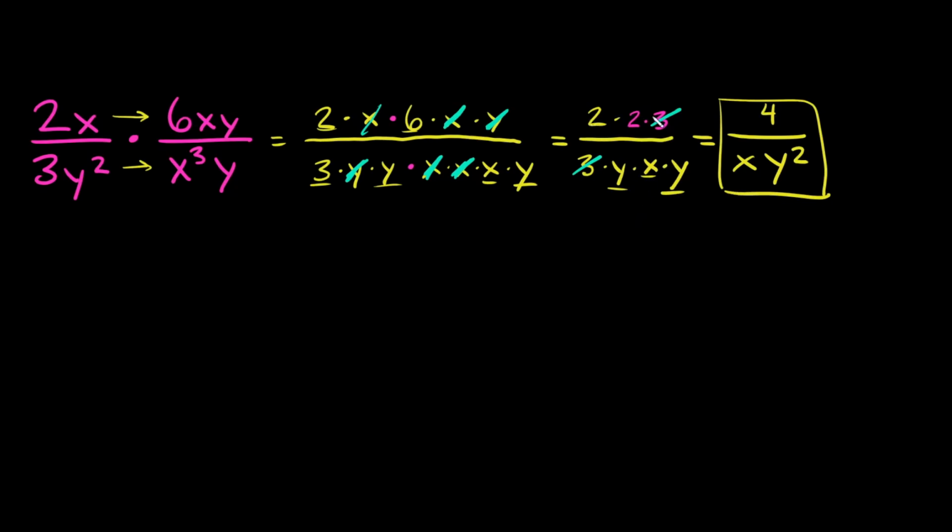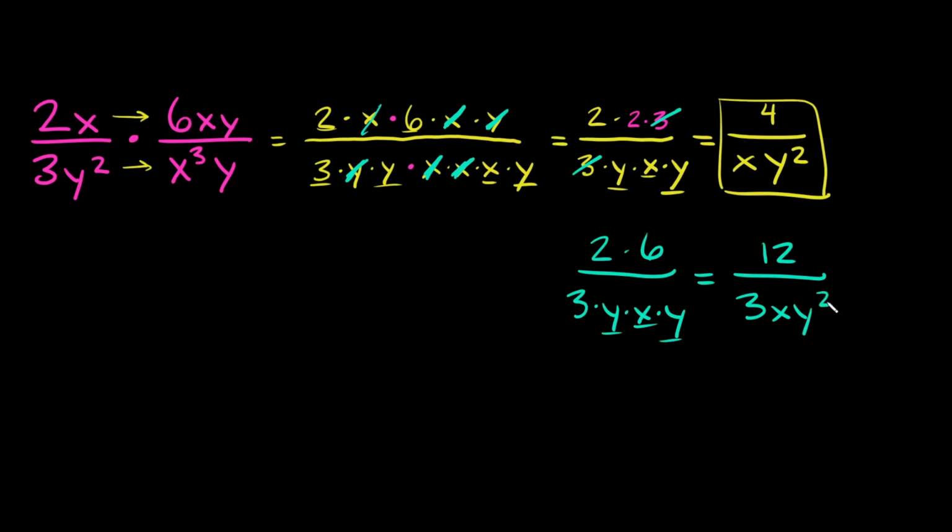The other way is we could have left the 6 right there. We could have said 2 times 6 on top, and on the bottom we still have the 3 times y times x times y, okay? And then you could just multiply this out. So on top we'd have 2 times 6, which is 12, and on the bottom we'd have 3x and then the 2 y's, so still y squared, okay? But then 12 and 3, those can reduce, right? So 12 over 3, that's the same thing as 4 over 1, right? So then here we would simply have 4 over 1xy squared, okay?